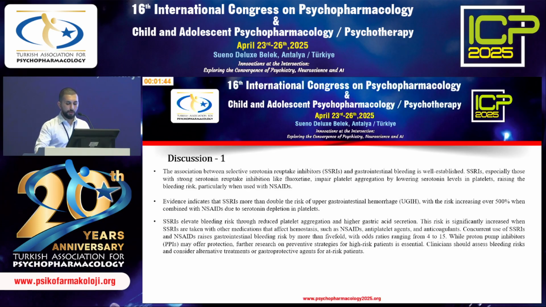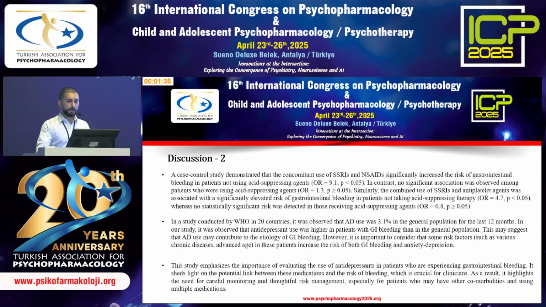We are talking about 16.7 for the patients that are coming to our clinic. A case-controlled study demonstrated that the concomitant use of SSRIs and NSAIDs significantly increased the risk of gastrointestinal bleeding in patients not using acid-suppressing agents. And in a study conducted by WHO in 20 countries, it was observed that antidepressant use was 3.1% in the general population for the last 12 months.